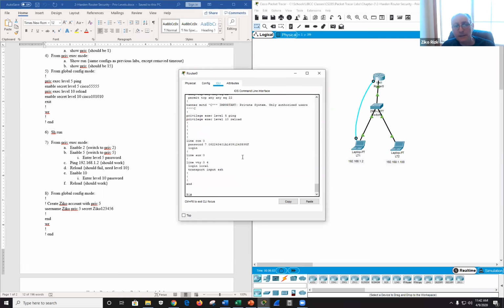Focus on the concept, everybody. Okay, so we have these 15 different privilege modes. 0, 1, and 15 are used. 2 through 14 are not, and you can do whatever the heck you want with 2, 3, 4, all the way up to 14. And you can decide what commands you want each of these different privileges to have access to. And then people that log on with that privilege are constrained to whatever commands you enable that privilege to run.